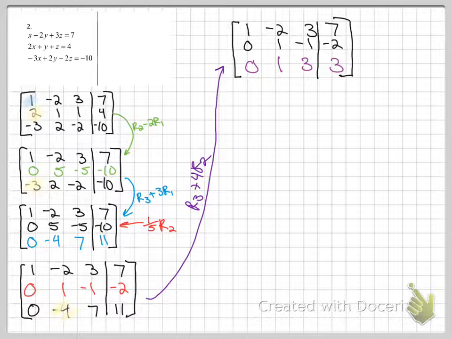Okay, so nope, I wrote it down wrong. Hopefully you got 0, 0, 3, 3 for the bottom row. I did not change my first or second row in that step. One step at a time.